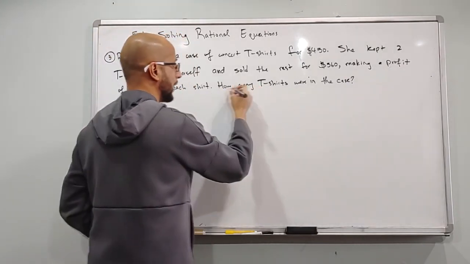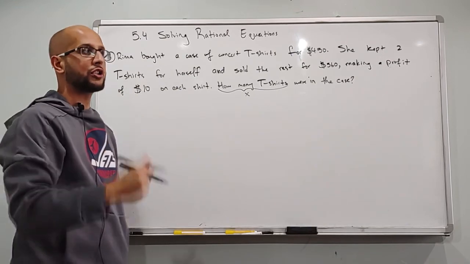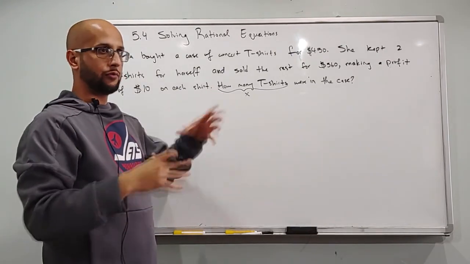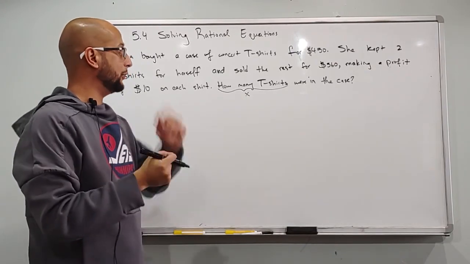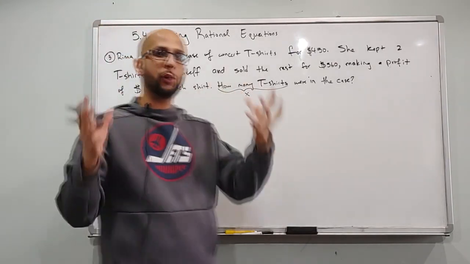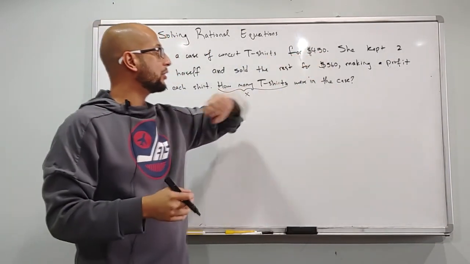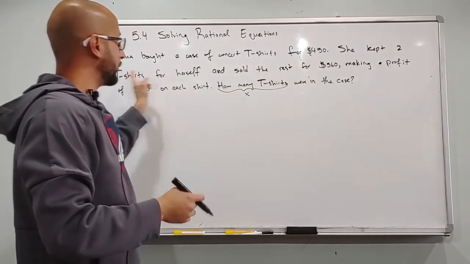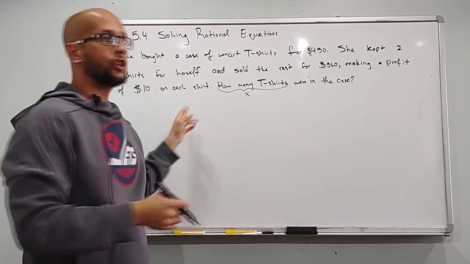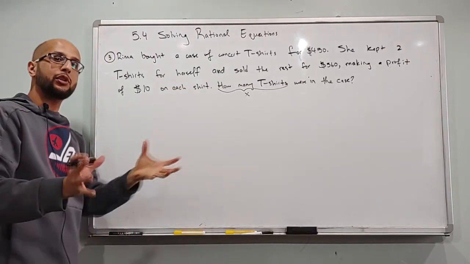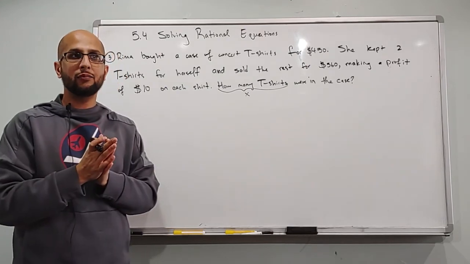In this case, I'm going to say how many t-shirts, that's going to be X. The variable that I want to solve for is going to be X. But what's the equation going to be made up of? Some t-shirts were bought for $450. She kept 2 of them for herself, and then she sold them for $560, and she made a profit of $10 on each shirt.